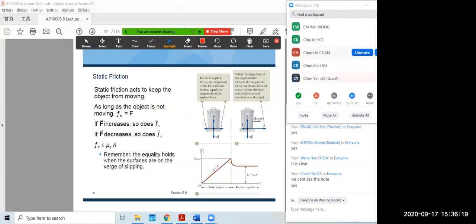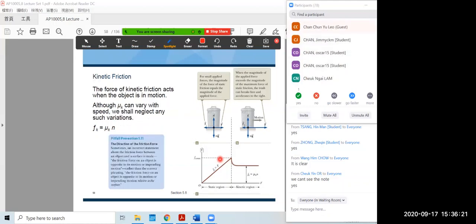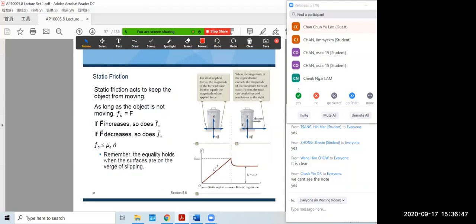On the other hand, you have the kinetic region, the region when the object is moving. So you have the frictional force that is a constant, and the proportionality constant now is the coefficient of kinetic friction. There is a difference between the two. Usually the coefficient of static friction is larger than the coefficient of kinetic friction.